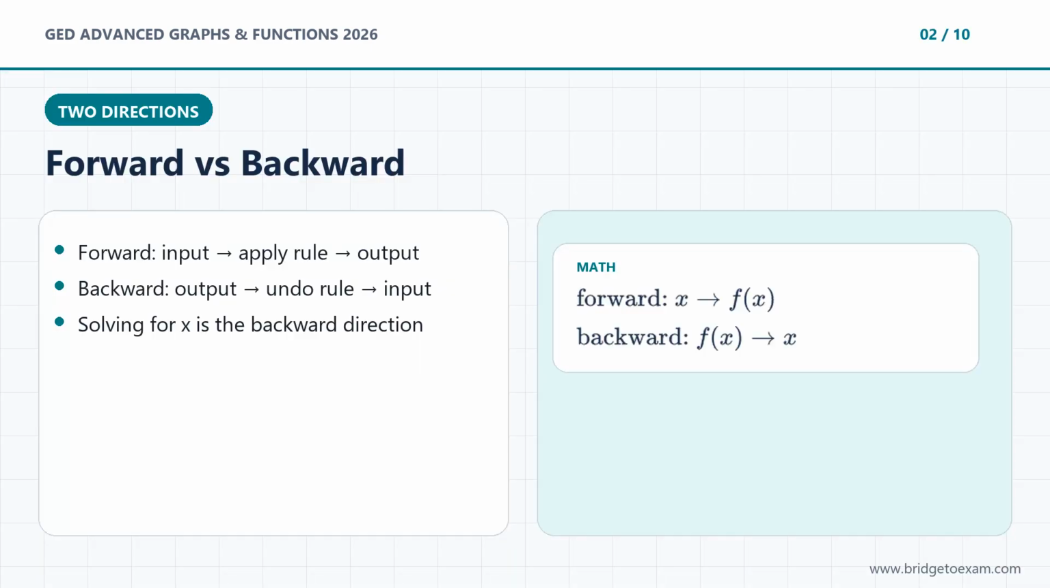Think of a function as a machine. Going forward, you feed in an input and it applies its operations to produce an output. Going backward, you start with the output and undo those operations to recover the input. Evaluating is forward. Solving for the input is backward. Today we practice the backward direction.